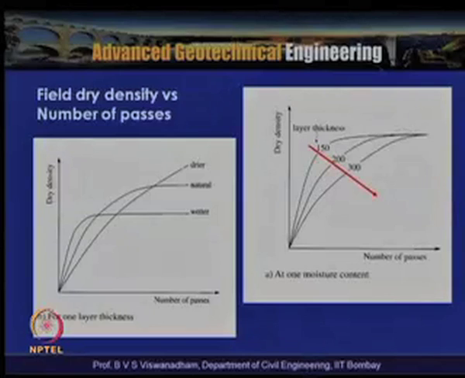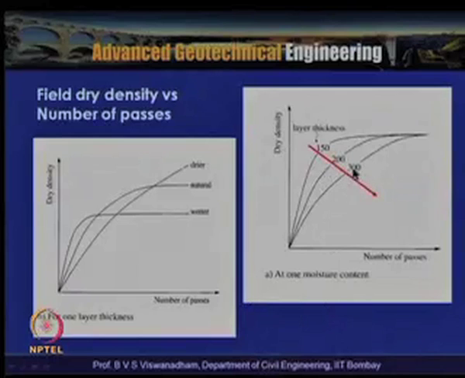And similarly, with natural soil, in the case of dry soils, increasing the number of passes can appear to be effective, maybe not initially, but with a higher number of layers for the drier soils, higher densities can be achieved. So, here at one moisture content with different thicknesses, it can be shown.